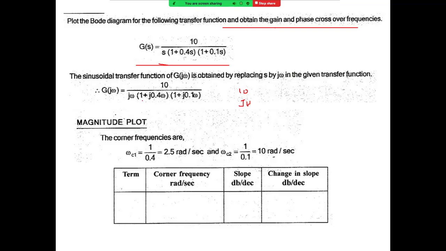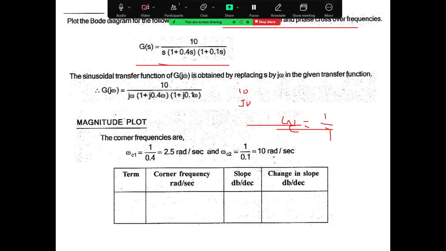Corner frequencies, what is the standard form? 1 plus sT. So what is the value of T? 0.4. So how will we get the frequency? 1 by 0.4, that is 2.5 radians per second. For this one, 0.1, 1 by 0.1. Generally this is the formula: omega c is equal to 1 divided by T. Here the T value is 0.4 s, so you will get 2.5 radians per second, and the other omega c is 10 radians per second.